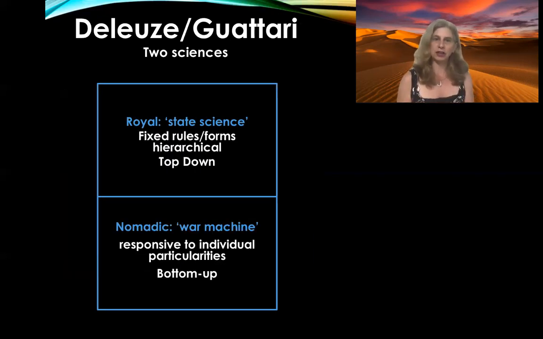Another way to think about this, and another way that they describe the sciences, is that royal science is state science. It's governed from above with fixed rules, forms in a very hierarchical way, and that it's operating from the top down, command and control. In contrast, they talk about nomadic science, and they describe this as a kind of war machine that's much more tactical, that's responsive to individual particularities, to the situation at hand, and that operates from the bottom up.